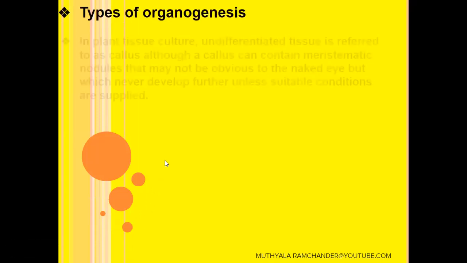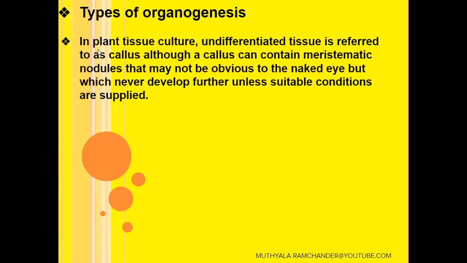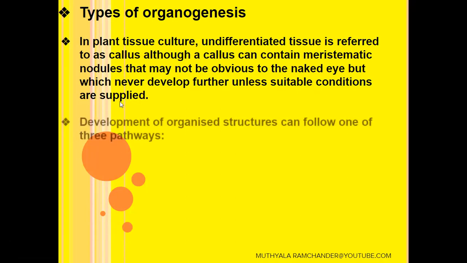Now, types of organogenesis. In plant tissue culture, undifferentiated tissues are referred to as callus. Although a callus can contain meristematic nodules that may not be obvious to the naked eye, they never develop further unless suitable conditions are supplied.